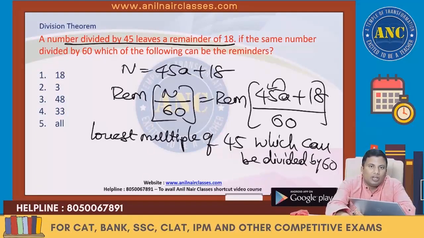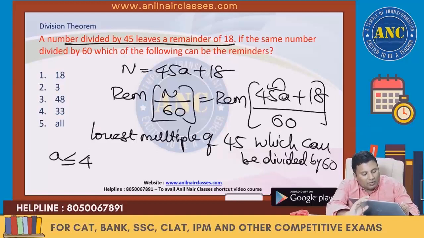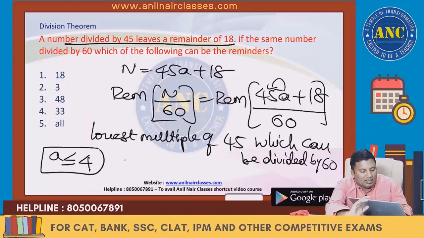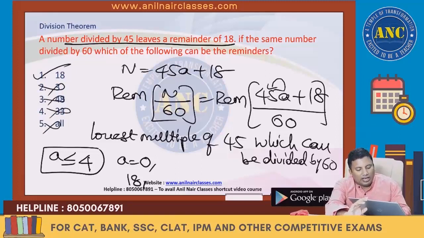A value is 4. So A is less than or equivalent to 4. If I put A as 0, I will get 45 into 0, which is 0, plus 18, which is 18. If it is 18, the first option itself is the answer. Next are all the cases. 18 plus 45 is 63.